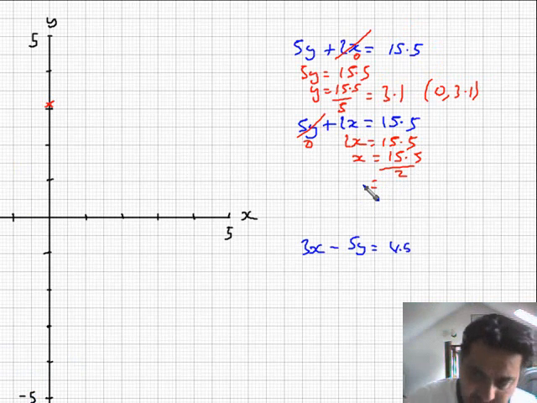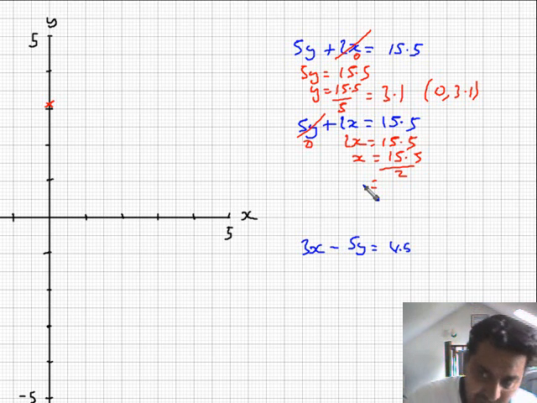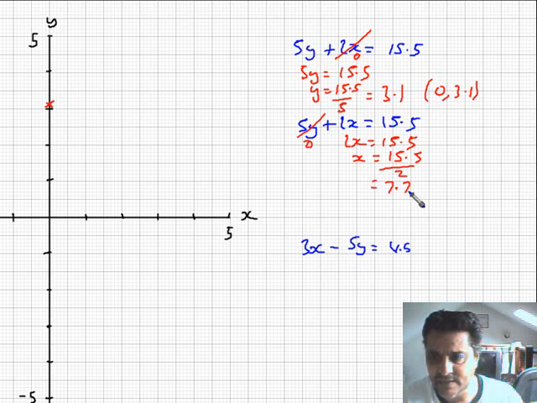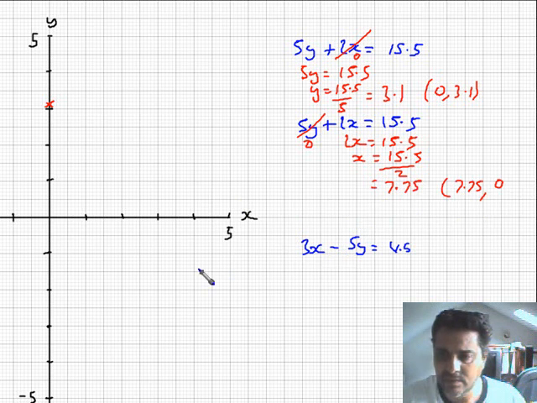Oh, 7 point. Let's just do it. 15.5 divided by 2. Yeah, 7.75. I'm going to have a lot of fun with that. 7.75. Right, so x is 7.75 and y is 0. So 7.75.